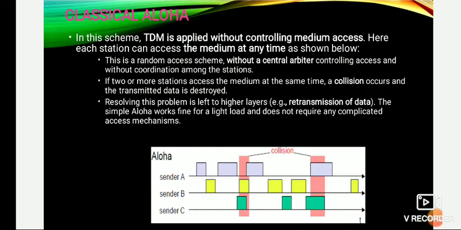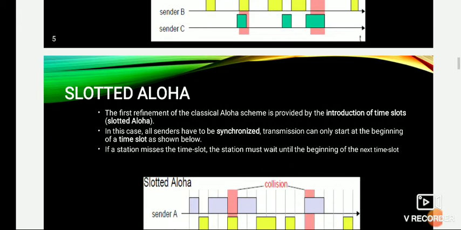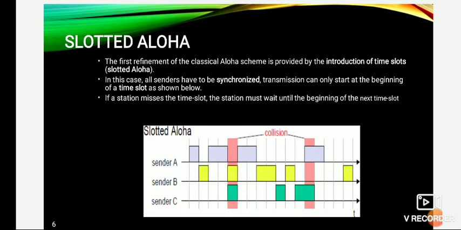If 2 or more stations access the medium at the same time, a collision occurs and the transmitted data is destroyed. So, resolving this problem is left to the higher layers, for example, retransmission of data. The simple Aloha works fine for light load and does not require any complicated access mechanism. So, this is Aloha. Sender A, sender B, and sender C send the data like this, and there will be collisions if they try to access the same channel.